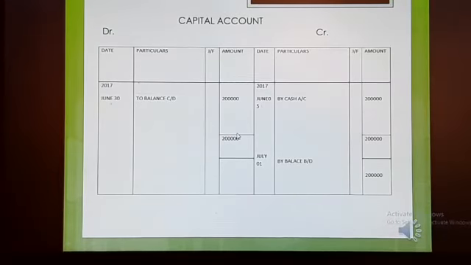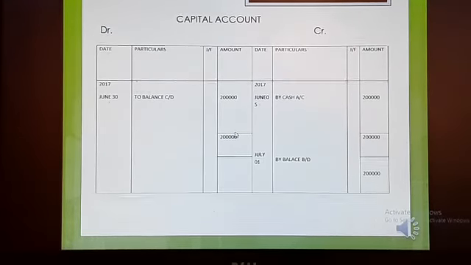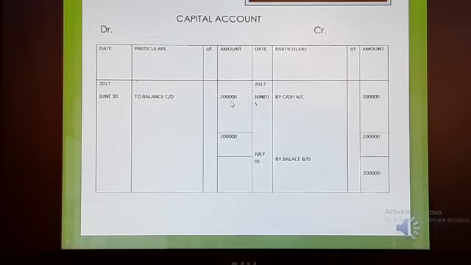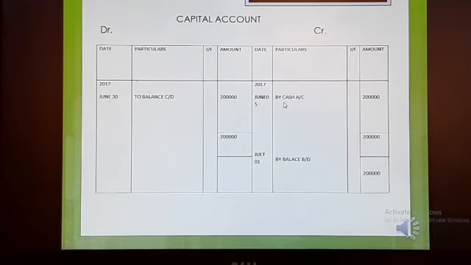Capital account. Now, how to show this journal in the capital account or capital ledger. By cash account rupees 2 lakhs, and the balance should be to balance c/d 2 lakhs. The closing balance is transferred to the next year, July 1. So this was the method for recording journal in the ledger.